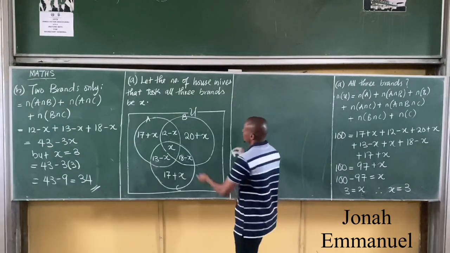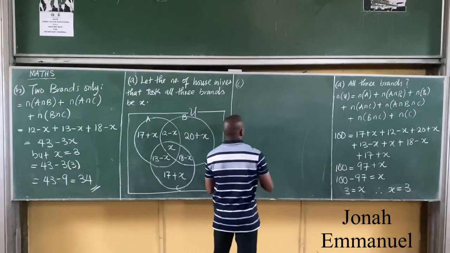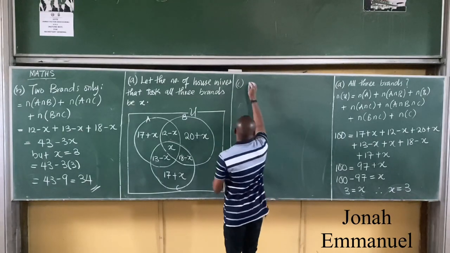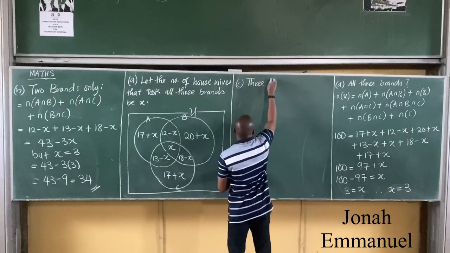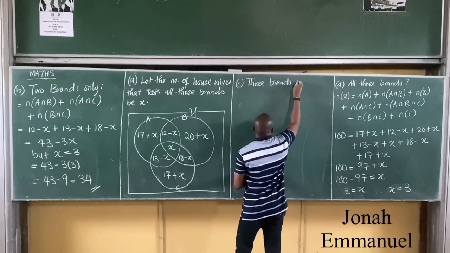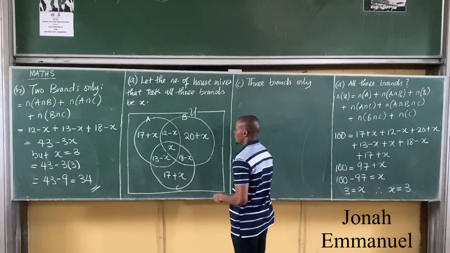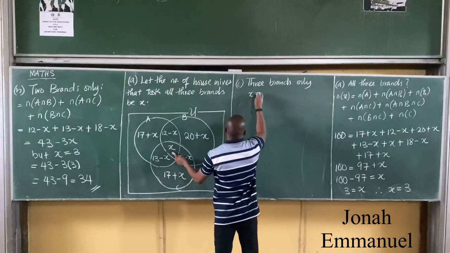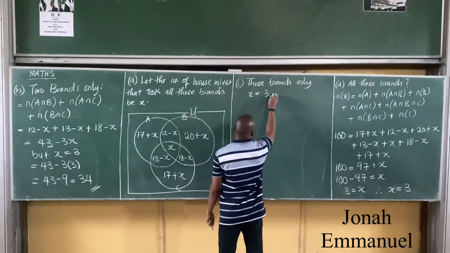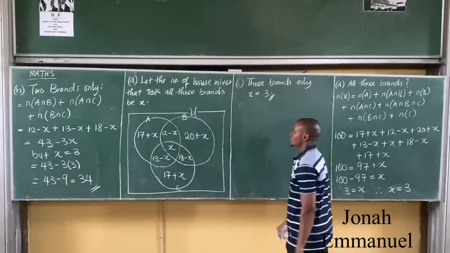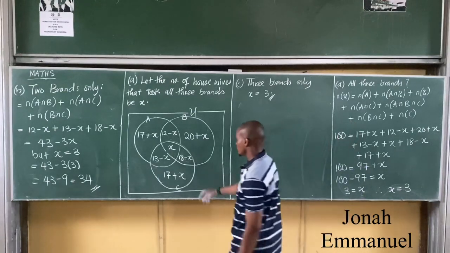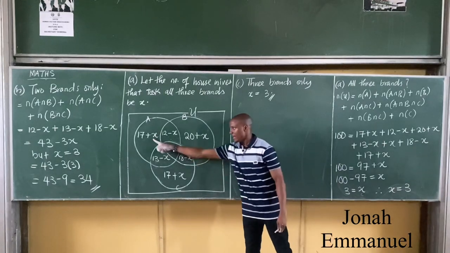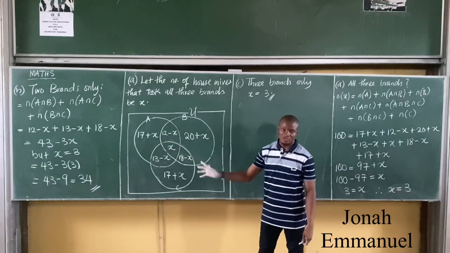What does C say? Three brands only. Where is that? That's x. So x, how many there? Three. Three brands only, that's x here. If they had said one brand only, what would it be? Here and here. Then put in the value. So are we good? Yes.